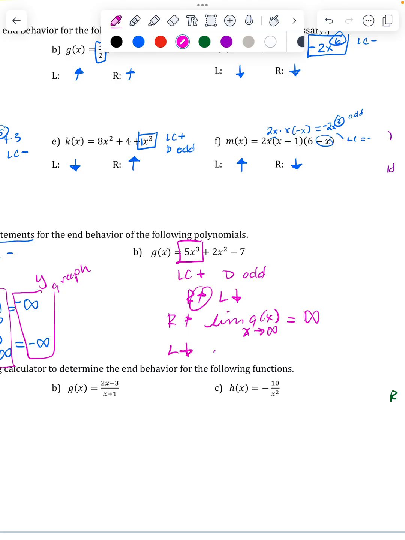Left end down, I'd write the limit of that function as x goes to negative infinity to indicate that I'm talking about the left. And since that's going down, I'd have to use negative infinity on this side.